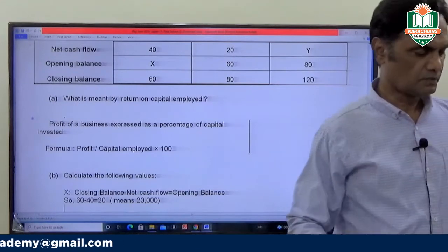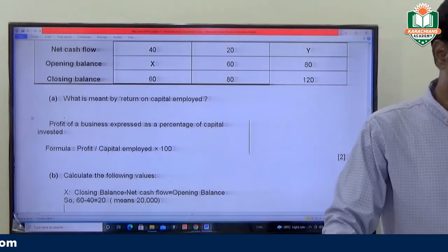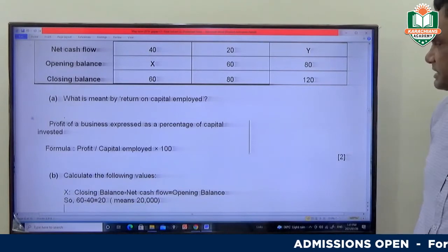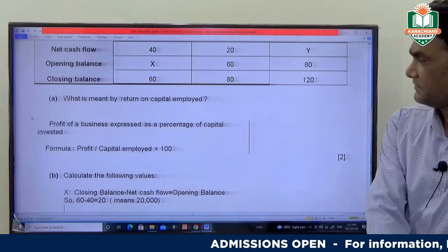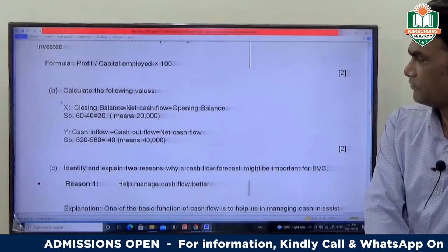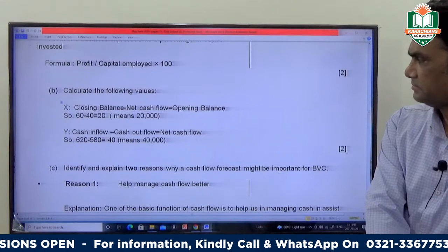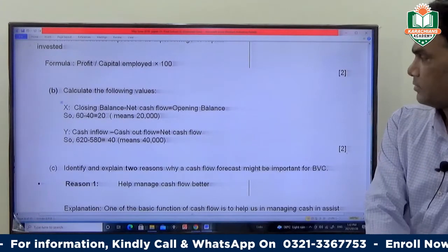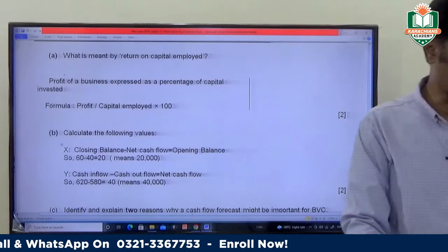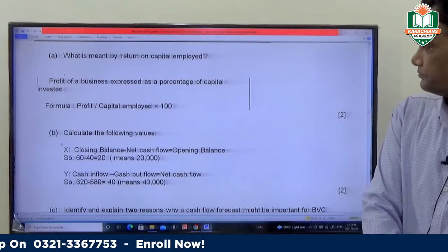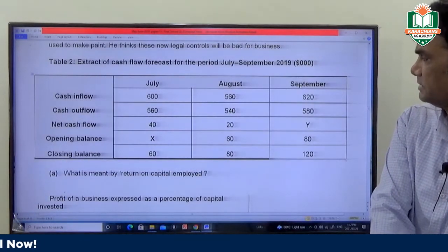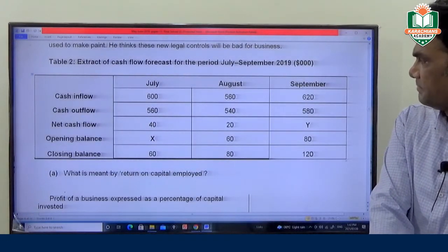This question comes from chapter 23, cash flow. Analysis of account, chapter 26. It's a very simple question. Question 3B. Calculate the following values. X and Y. This question comes from chapter 23, cash flow. Here we have to use this table to solve question 3B.